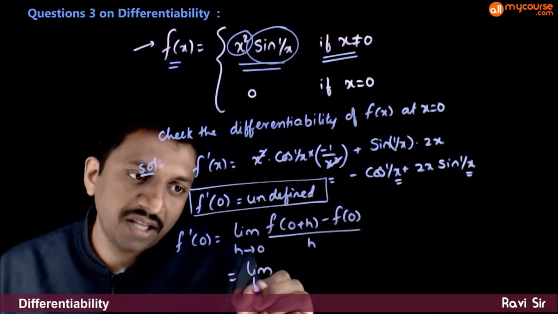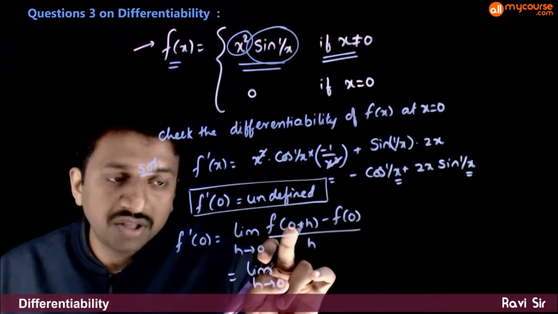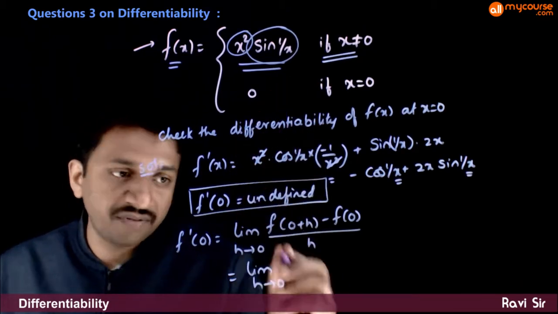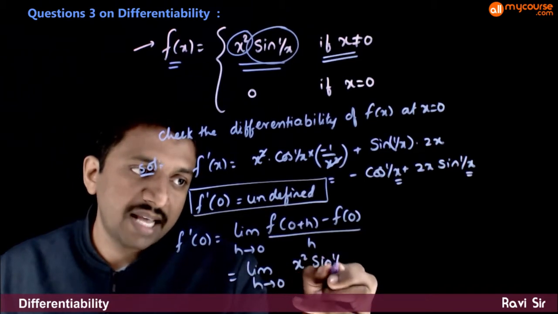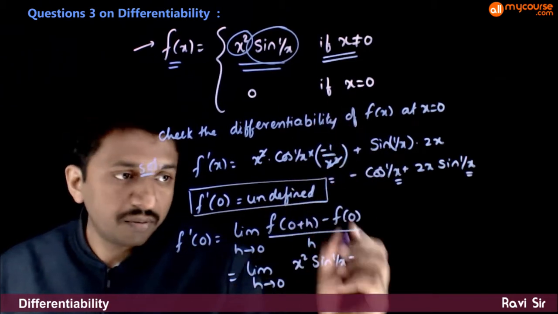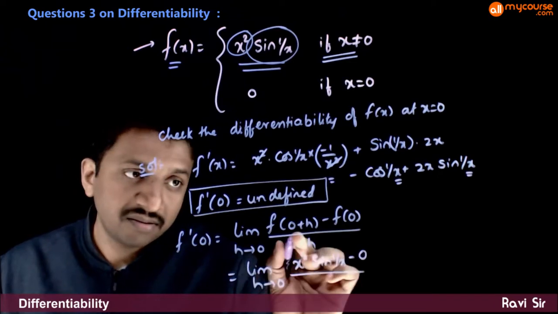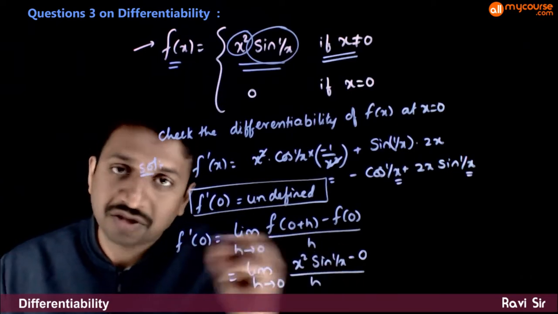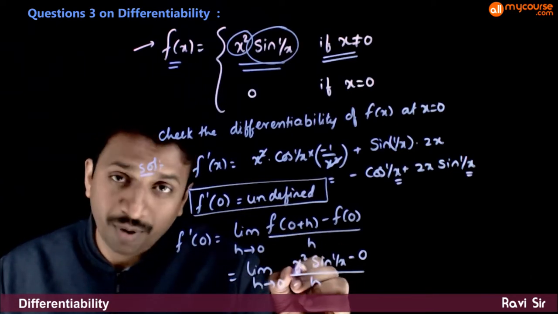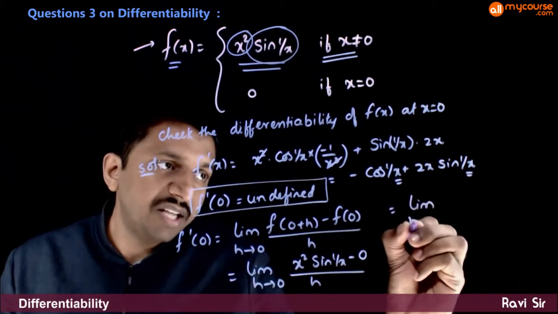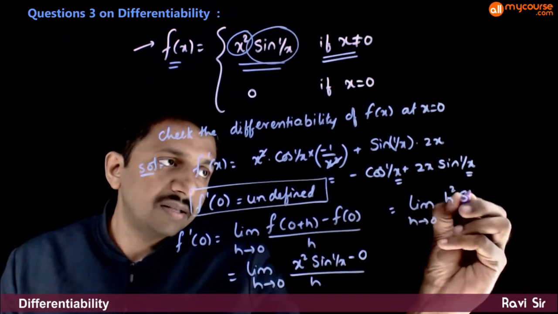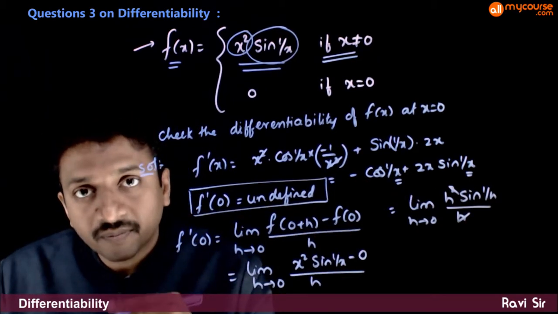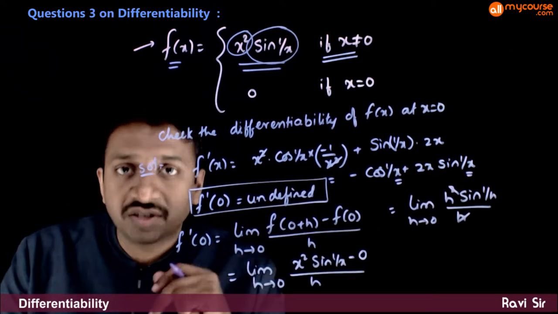That is equal to limit h tends to 0. So 0 plus h, whether it is on the right side or on the left side, we have this function. It is x square sine 1 by x minus f of 0, which is 0, by h. So we have to put h here in place of x. So that is equal to limit h tends to 0, h square sine 1 by h by h, and h gets cancelled. So h into sine 1 by h as h tends to 0.